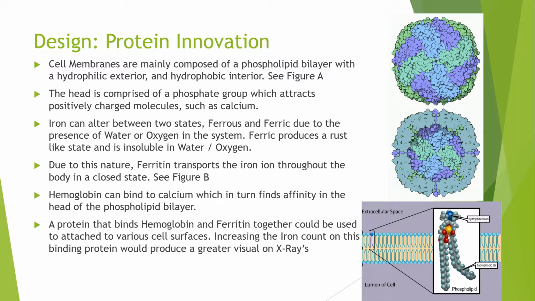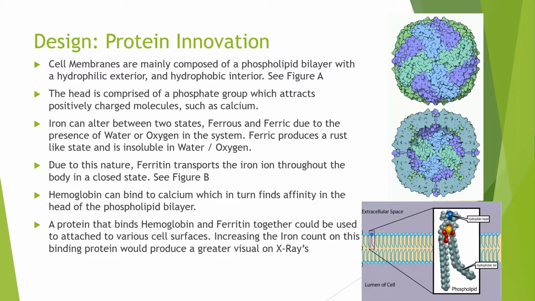Protein design: basically, what we're looking at is that cell membranes contain a phospholipid bilayer with a hydrophilic exterior. This head can also be attracted to positively charged molecules such as calcium. Iron, a metallic component, can switch between two states, a ferric state, which produces rust when it comes into contact with water. In order to protect this in the body, ferritin, the protein, transports the iron through the body in a closed state. Hemoglobin as well can bind to calcium, which also has an affinity to the phospholipid bilayer.